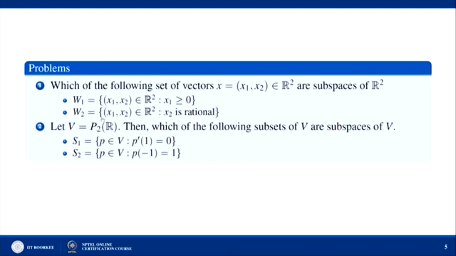This P2 has an identity 0. And that polynomial is not there in this S2, because it contains all those polynomials which at minus 1 is 1. So the 0 polynomial is not there, because the 0 polynomial at minus 1 will equal 0 only, it will not be equal to 1. That means the additive identity is not in S2, and hence we can say that this is not a subspace of this vector space V.